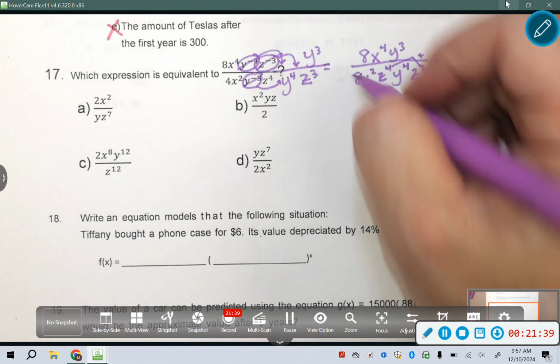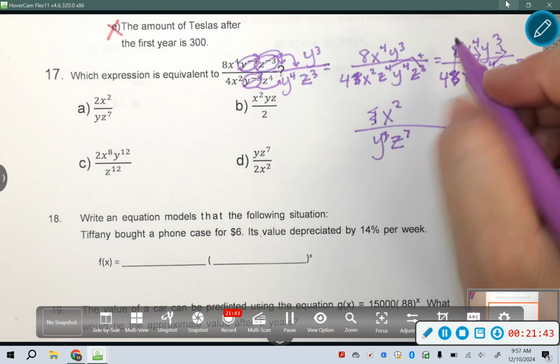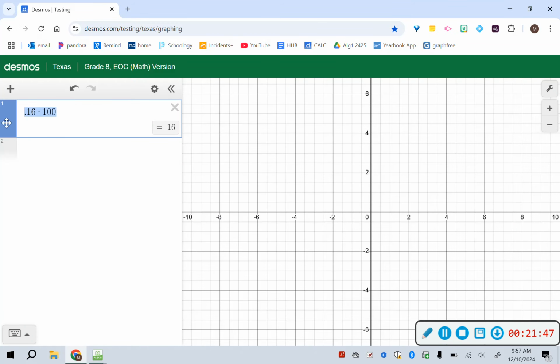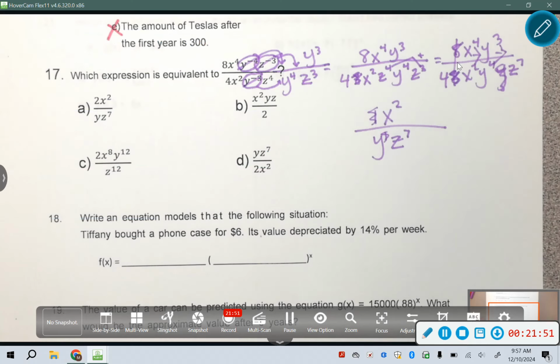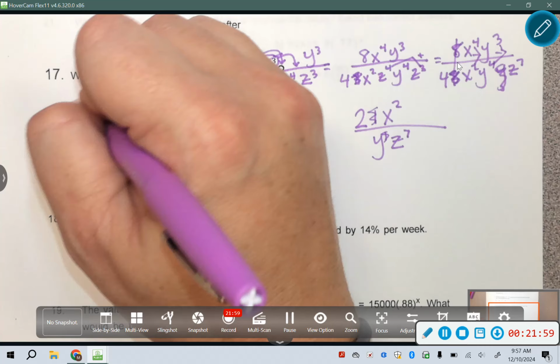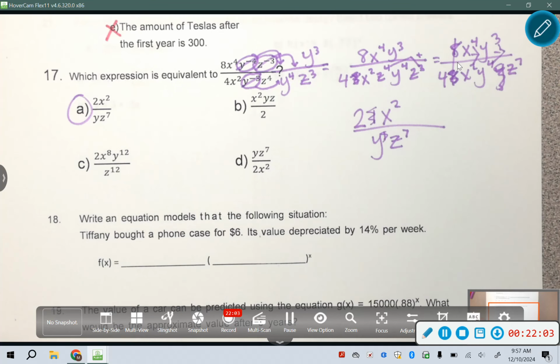Oh my gosh, I'm a dummy. This was a 4. This was a 4. Okay, 8 divided by 4. Sorry about that, y'all. I make mistakes too. 8 divided by 4 is 2. So this is 2, not 1. So I have 2x squared over yz to the 7th. Don't know how I missed that.